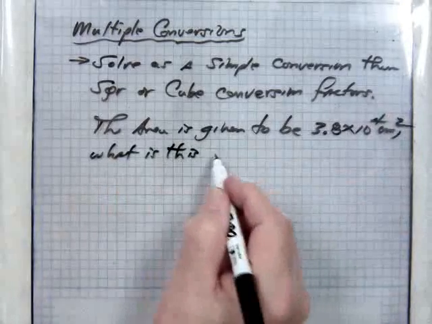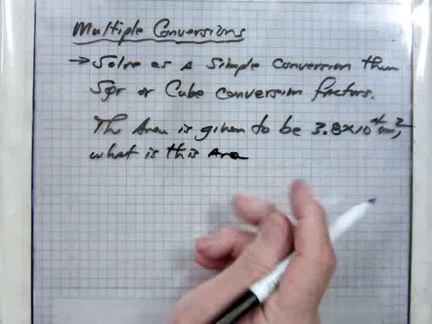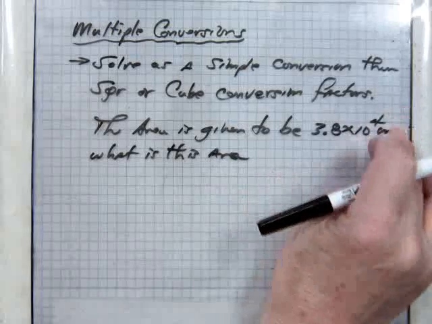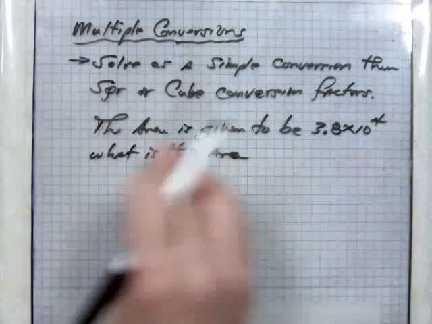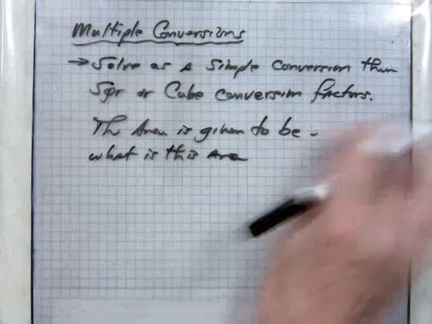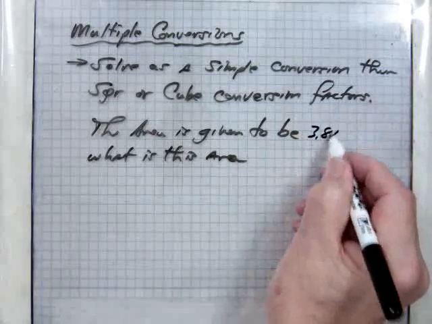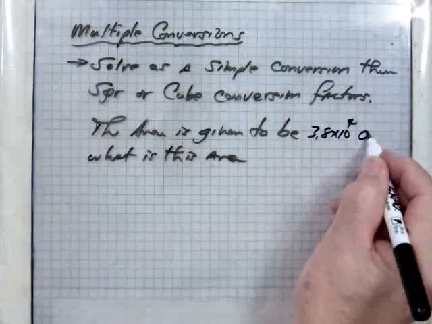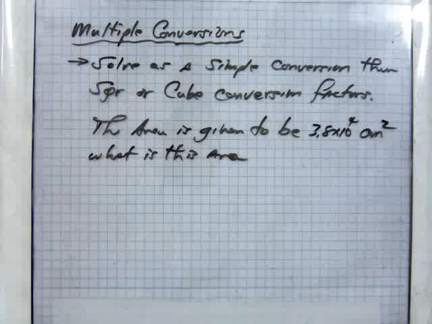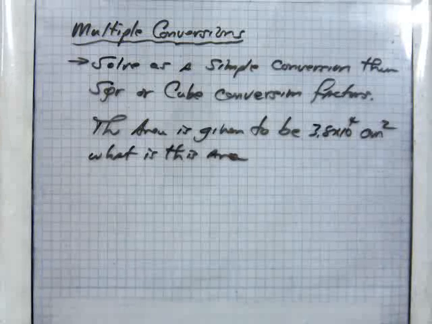Read it out loud because your handwriting is a little small. Is that centimeter squared? The area is given to be 3.8 times 10 to the, I'll clean it up, 3.8 times 10 to the 4th centimeters squared. Thank you. Not a volume. Volume would be cubed. So you're either squared or cubed. That's all. Everybody okay on that?